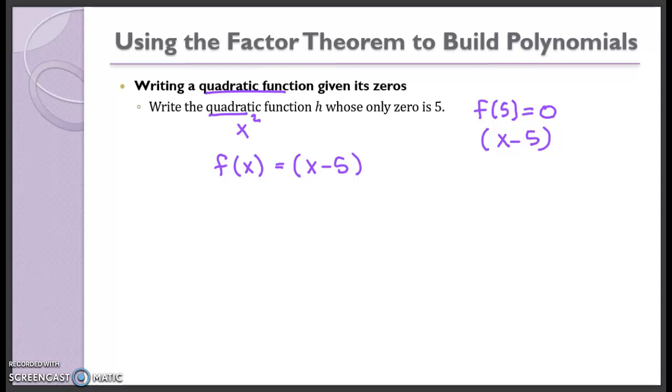Well, I can have a zero repeated with multiplicity, and it's still only one zero, right? So if I put on a multiplicity of 2 here, this becomes a quadratic function with the zero of only 5.